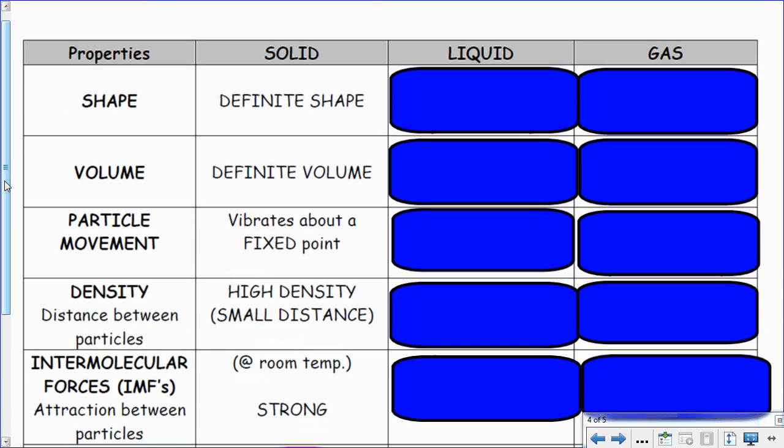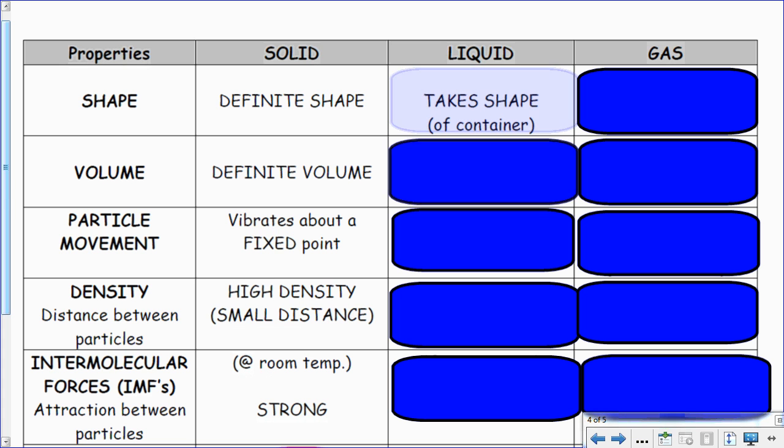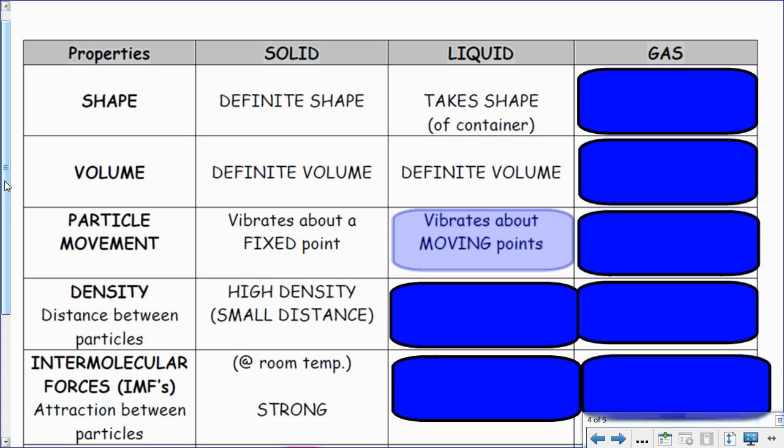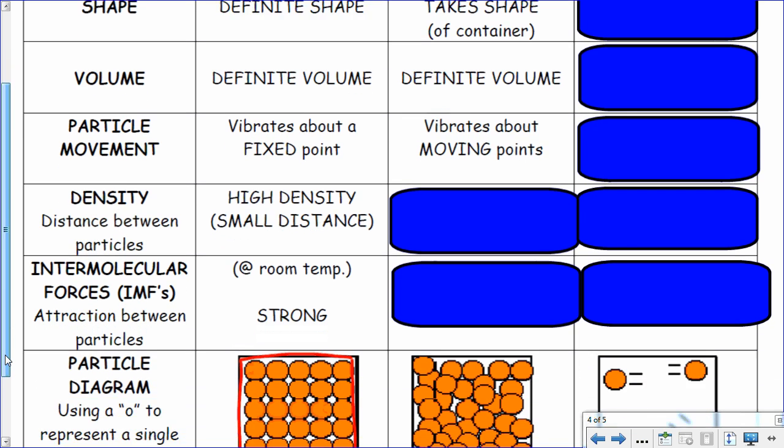A liquid represents a progression towards another end of the spectrum here. A liquid takes the shape of its container, and therefore it has a definite volume. Now, the particle movement: liquids are vibrating around moving points. So these are kind of like a jar of marbles rolling around, the particles in a liquid.